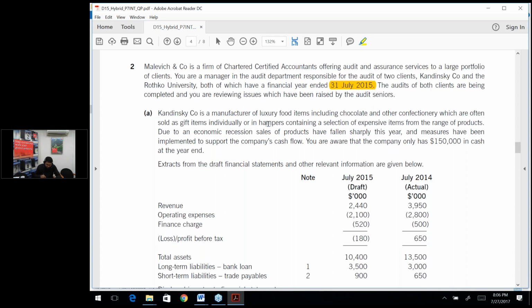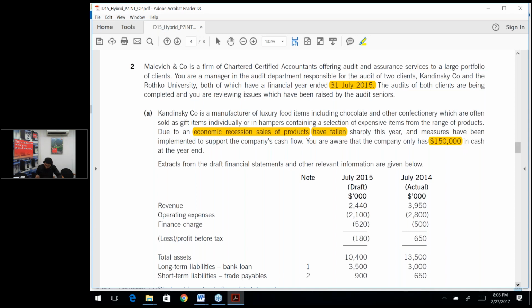Now it says Camden Sky is a manufacturer of luxury food items including chocolate and other confectionery which are often sold as gift items individually or in hampers containing a selection of expensive items from the range of products. Because of an economic recession, sales of products have fallen sharply this year and measures have been implemented to support the company's cash flows. You are aware that the company only has $150,000 in cash at the year end.